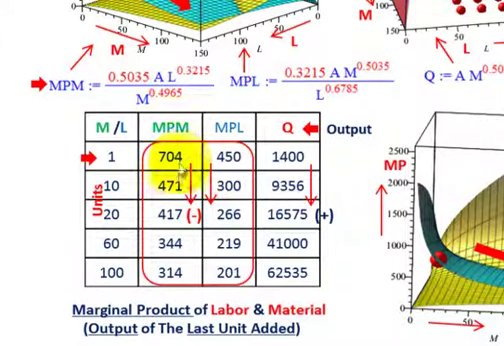So you could do that for each of the units that we're looking at, and I just set material and labor equal to equal amounts when I put them into the equation. And then your output, you can see, is increasing. For the first unit, 1,400. Next, the 10th unit, we got 9,356. And then up to that 100th unit, we're getting up to 62,535. So you can see it's increasing.